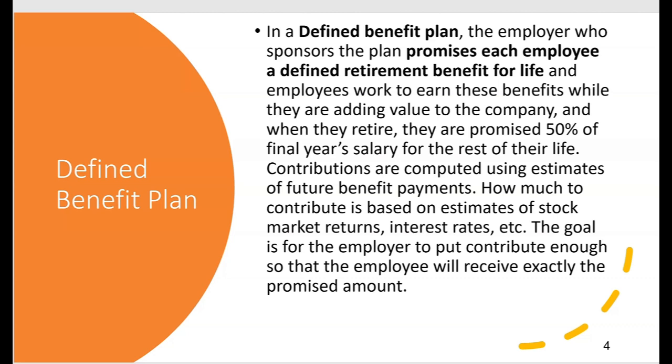Contributions to the plan are computed using estimates of future benefit payments, actuarial estimates they call it. The term actuarial estimates means a professional is needed because of so many unknowns. How much the employer has to contribute is based on estimates of stock market returns in the future, interest rates. The goal is for the employer to put enough money in so that each employee will receive exactly the promised amount. That's a defined benefit plan.